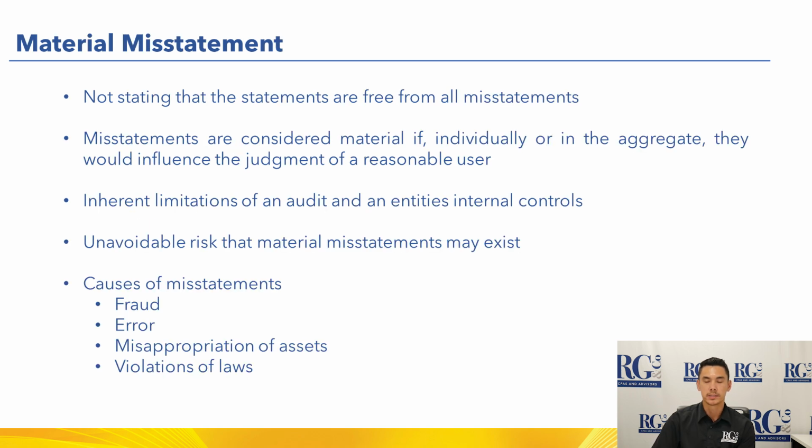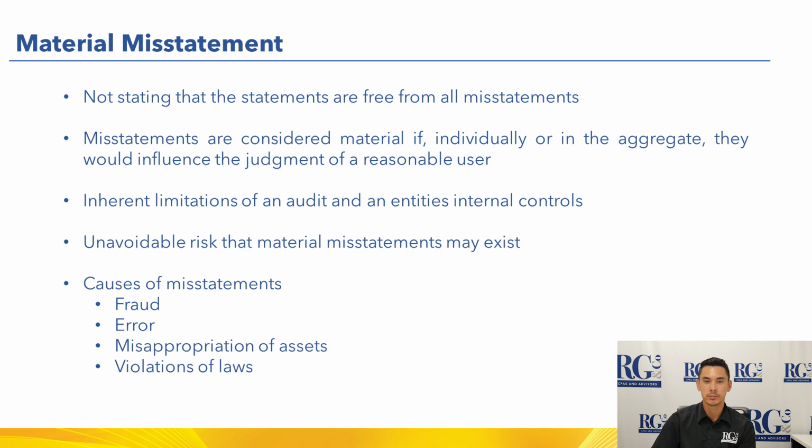The next term I wanted to touch on is material misstatements. This is a key term because we're not stating that the financial statements are free from all misstatements, since we're not testing every transaction. We're stating that we're providing a reasonable assurance that the statements are free from material misstatements. So what makes a misstatement material? Misstatements are considered material if there's a substantial likelihood that individually or in the aggregate they would influence the judgment made by a reasonable user based on the financial statements.